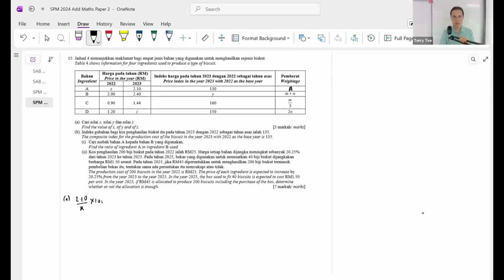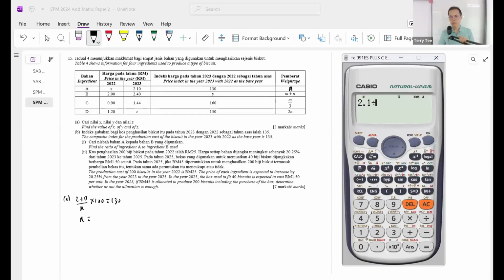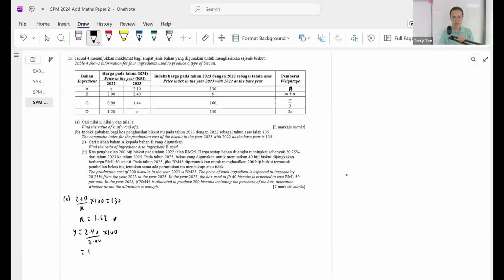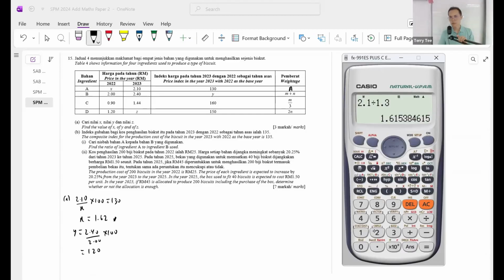You multiply by 100 is 130. So 210 divided by 1.3. Cut short my working a bit. You get 1.62, is it? 1.62. Okay, second one, let's look at your Y, which will be the price index for item B. 240 divided by 2 ringgit times 100. This is 120, right? So increased by 20%, 120.